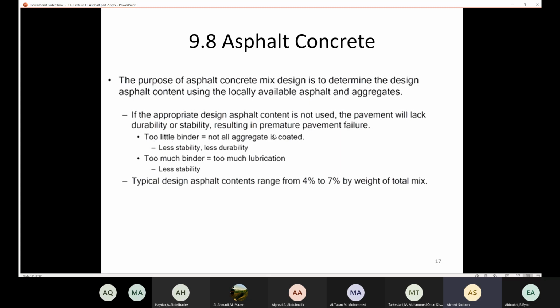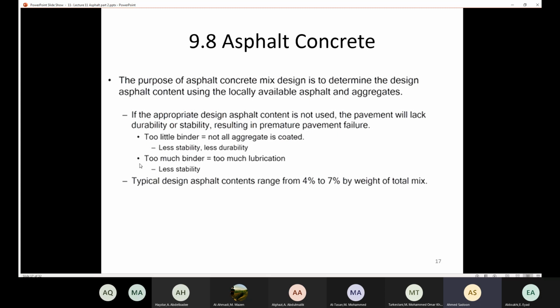then not all the aggregate is going to be coated. So you are going to lose some of the aggregate. So you are going to have a durability problem. Maybe after 1 year or 2 years, your road is going to be destroyed, right? Because you didn't use enough asphalt. So the aggregate is not going to be coated well, okay?